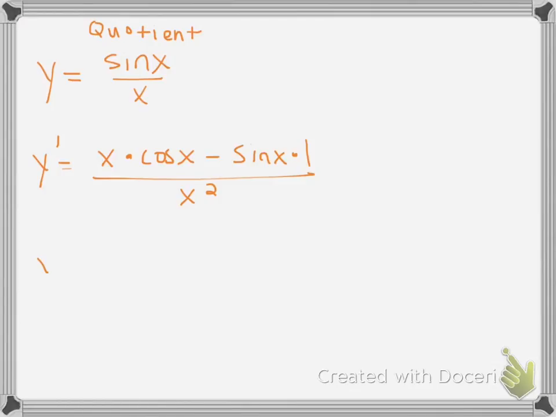So bottom times derivative of top, minus top times derivative of the bottom, all over bottom squared. Now after that, I'm just going to do some rewriting. x cosine x minus sine x all over x squared. One more.